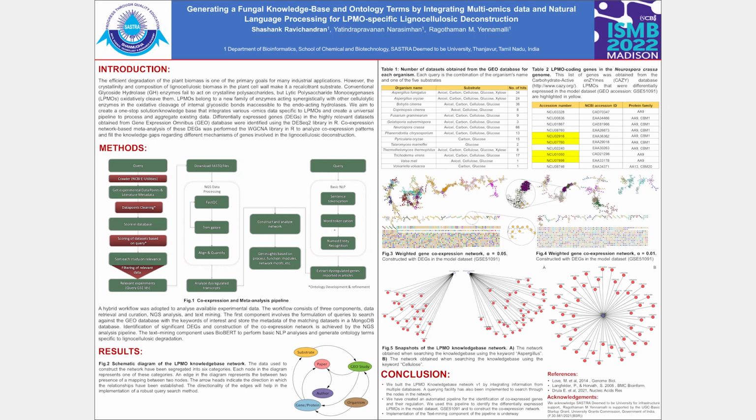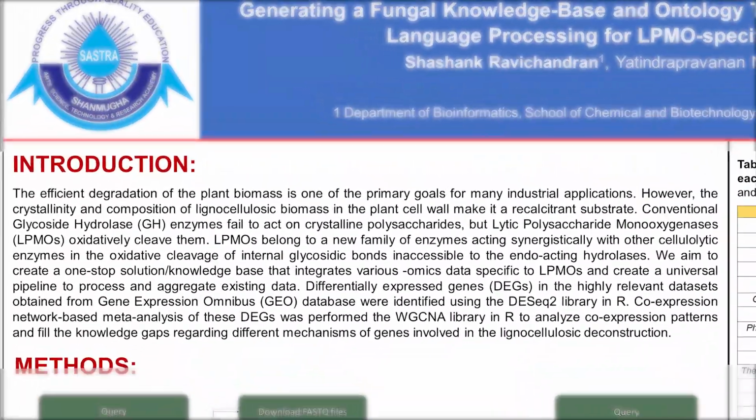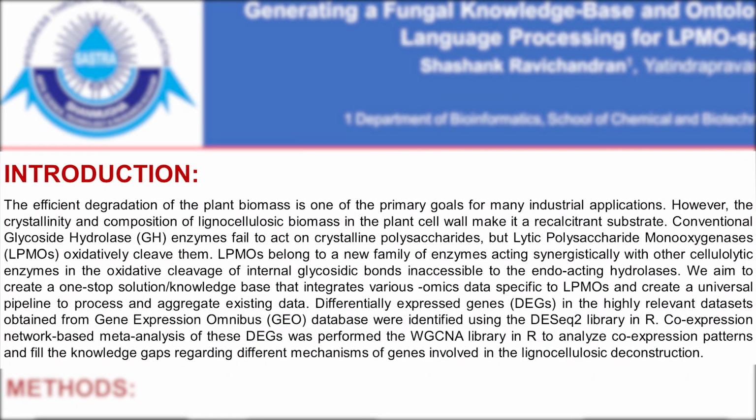I am R. Shashank from the final year of BTech Bioinformatics from the Department of Bioinformatics, Shastra Deemed to be University, India. Efficient degradation of plant biomass is an important goal in several applications, especially the production of bioethanol. Mixtures of biomass degrading enzymes are used in the industries for this purpose. However, the conventional glycoside hydrolase enzymes used are unable to act on crystalline polysaccharides, making the degradation process inefficient.